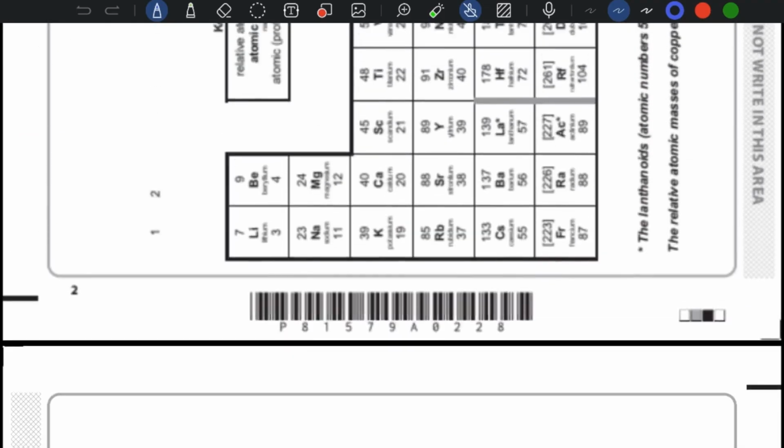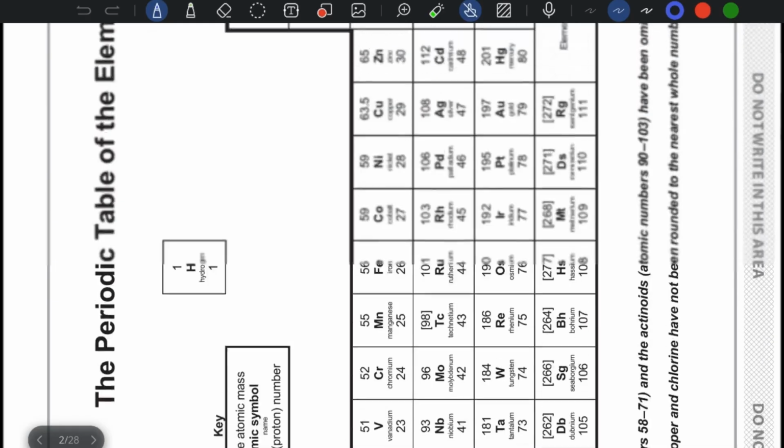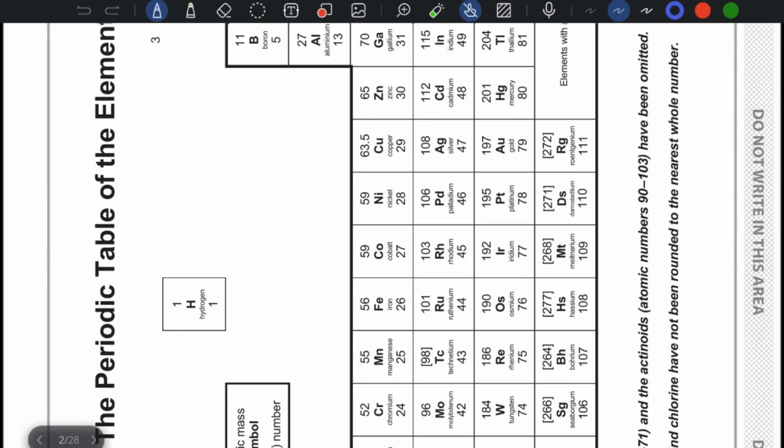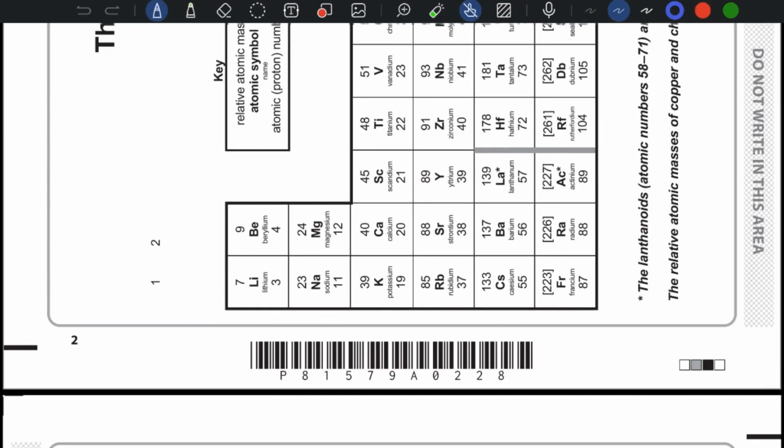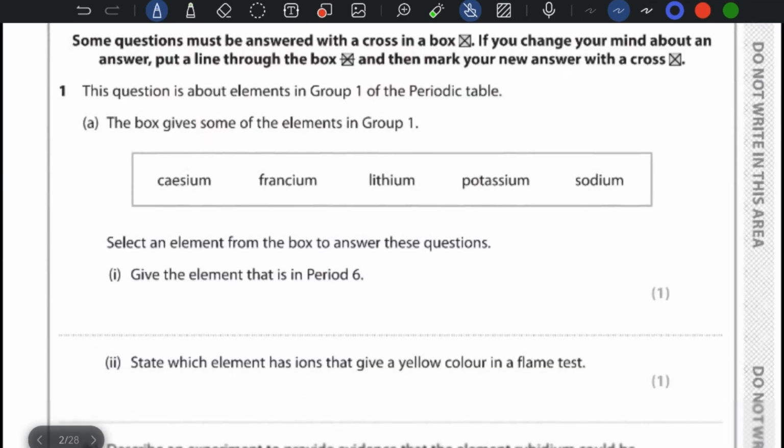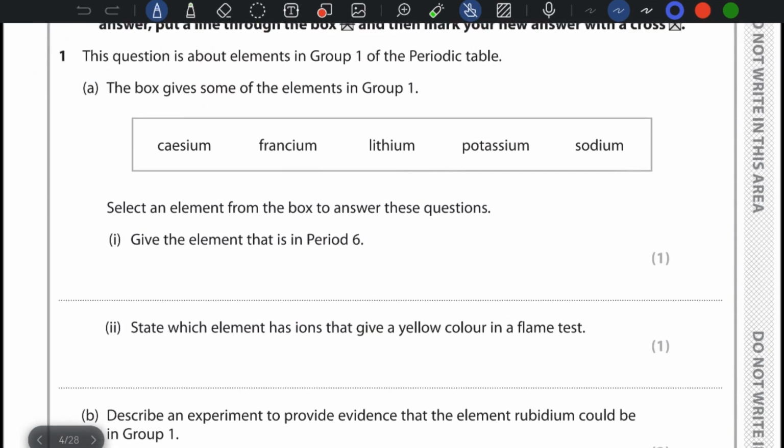Let's go to the periodic table. Period 1, remember, contains hydrogen and helium. So lithium is in period 2, then 3, 4, 5, and period 6 contains cesium. So we have to write cesium, one of these elements of group 1. So let's write here cesium.